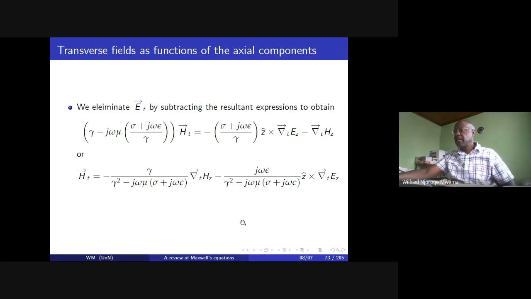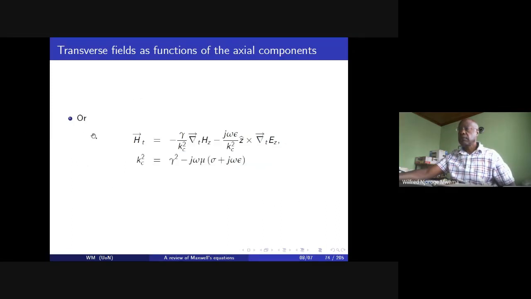And what does this help us with? It tells us that if we know the axial components of the fields, that is the electric and magnetic field intensities, then we know what the transverse components are going to be. We can always get them using those expressions. This is usually called an axial-transverse plane kind of split.